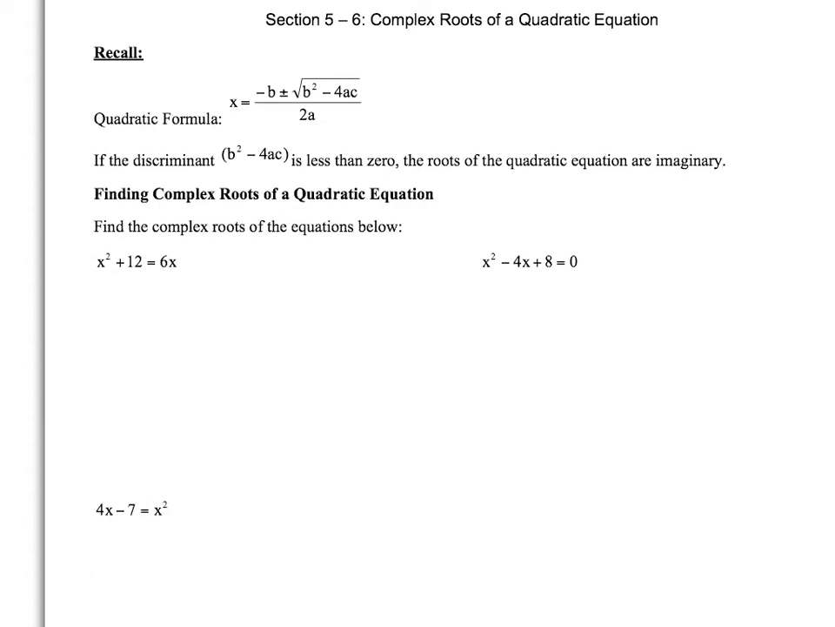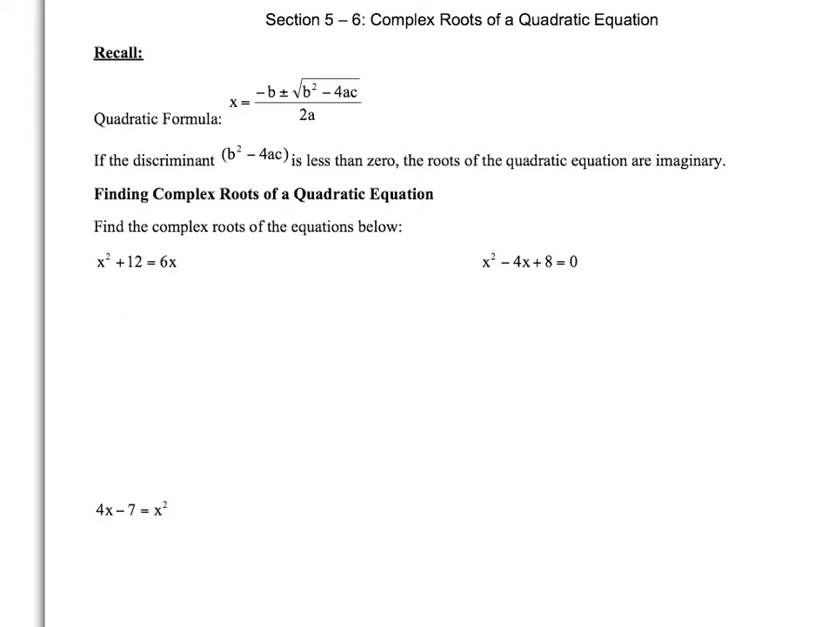Today we're going to solve quadratic equations using the quadratic formula again. This time what we're going to find is we have imaginary roots. And that will happen when the discriminant, which is the piece under the radical, b squared minus 4ac, is less than 0. So let's do this for practice.